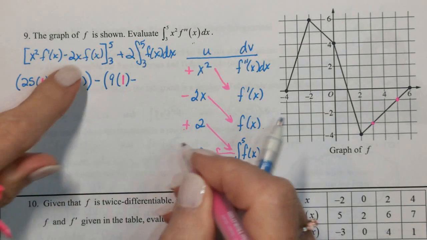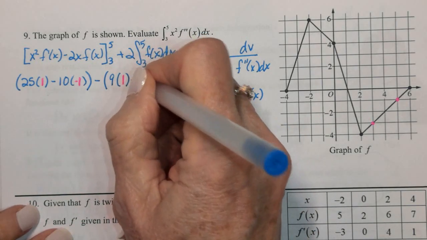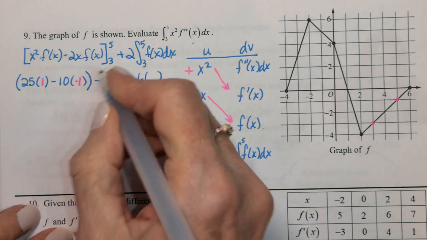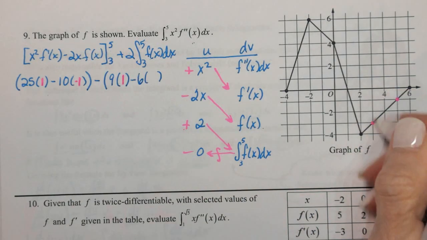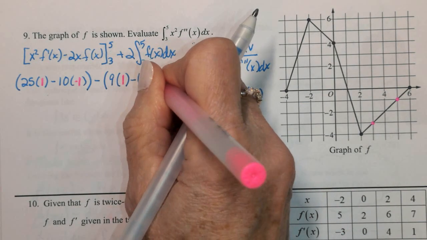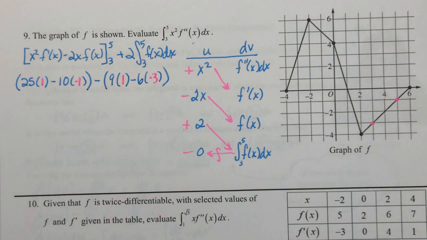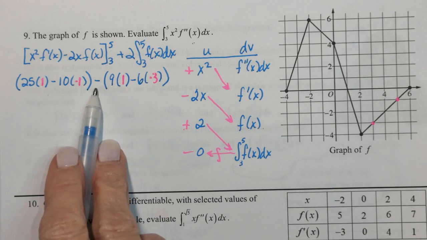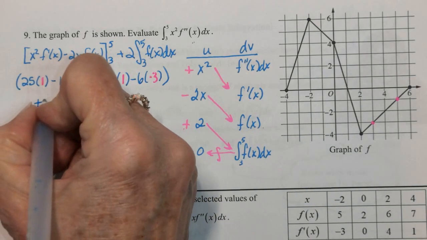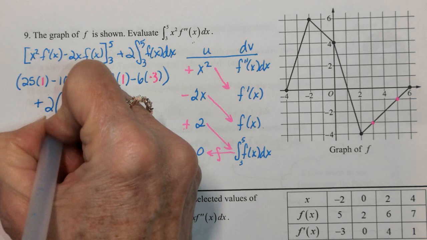Minus 2 times 3, which is 6, times f of 3. F of 3 is negative 3. So we put 5 in for x, then 3 in for x. Subtract those, right? Plus 2 times.